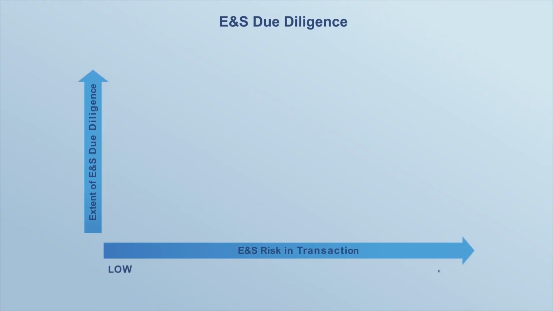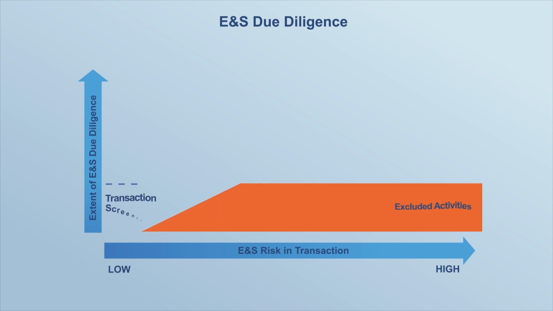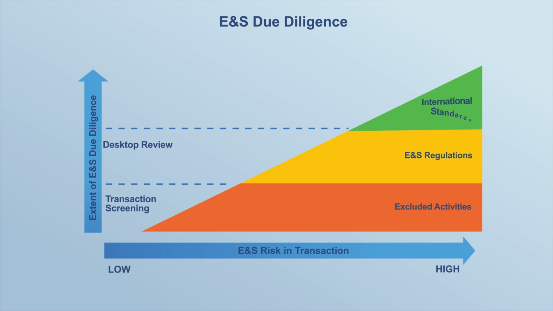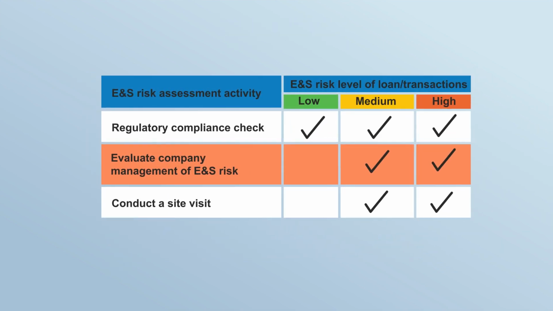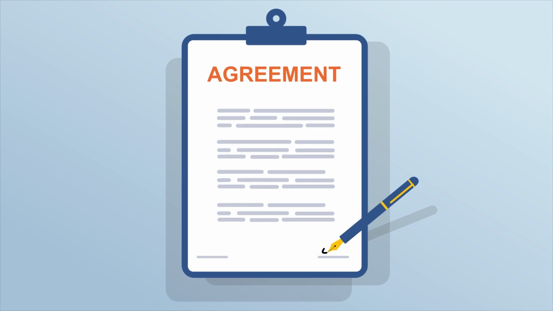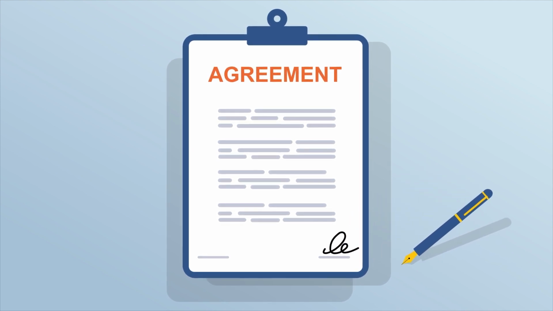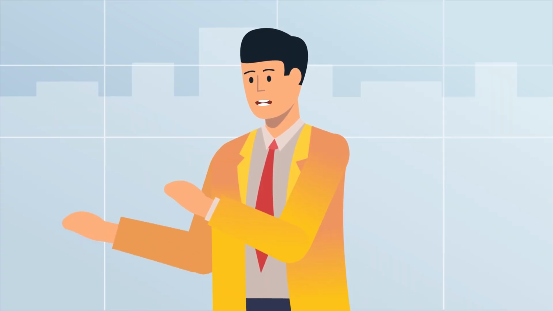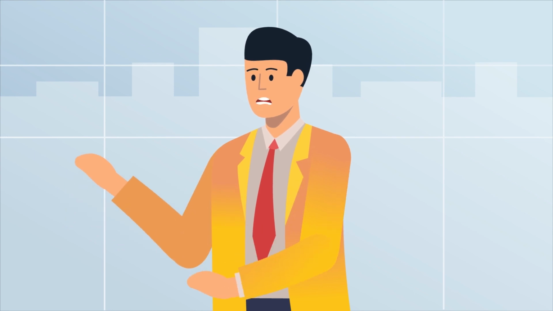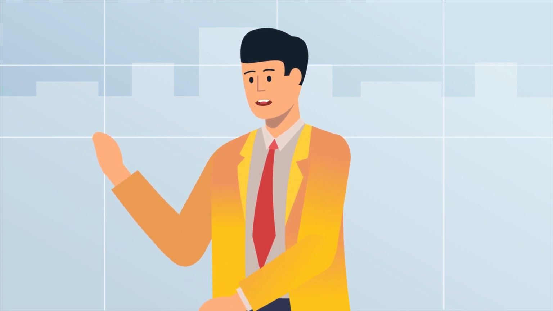Yes, the extent of the E&S due diligence, or ESDD, depends on the assigned E&S risk category and the client's operations. For a low E&S risk transaction, the client should confirm its compliance with the national E&S laws. In this case, no further assessment is needed. I'm not an E&S expert, so who reviews medium and high E&S risk transactions?